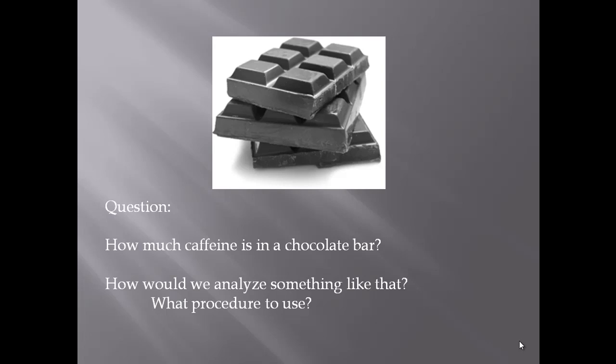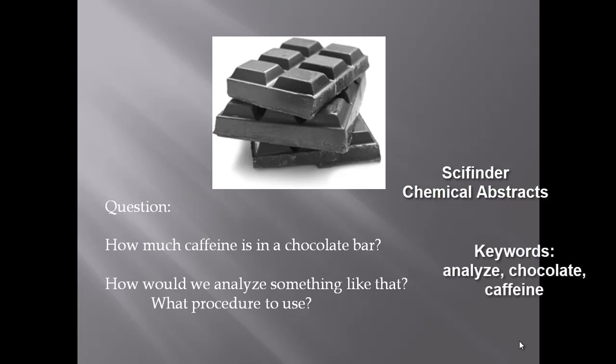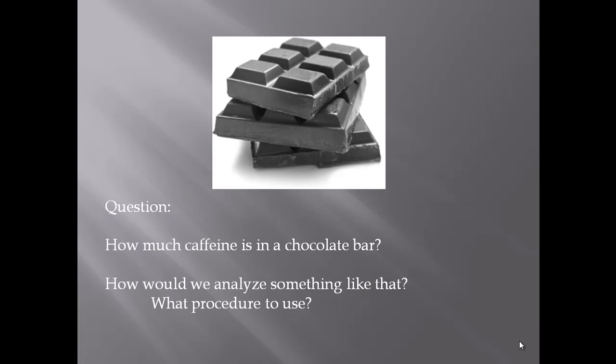So you could use scientific resources like SciFinder. There's many others, but they used SciFinder and they searched through chemical abstracts by using keywords. They used chocolate and caffeine. I mean, you can use anything that you think might be helpful. You can use analyze caffeine or analyze chocolate to try and pick up articles that are dealing with what you're trying to do. They concentrated on one article which was titled High Pressure Liquid Chromatographic Determination of Theobromine and Caffeine in Cocoa and Chocolate Products.